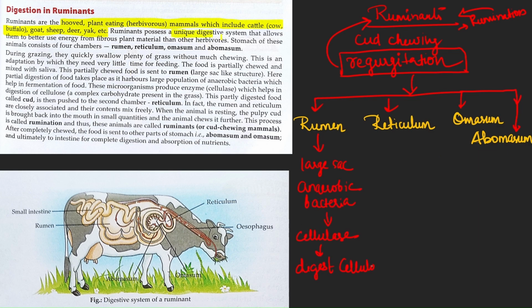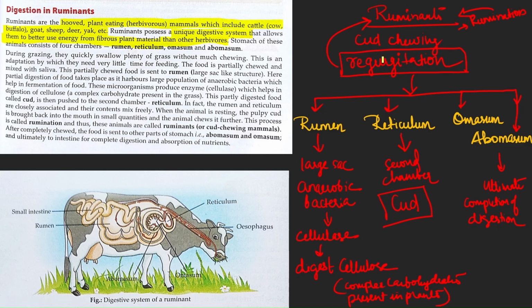They have a unique digestive system that allows them to make better use of energy from fibrous plant material than other herbivores. So how can they do this? Through the process of regurgitation. If you observe a cow, it will initially just graze, that is, chew the grass and then quickly swallow. It keeps swallowing the grass without chewing it, so it goes directly into its first chamber. Then, after some time, when the grazing is done, it will sit and regurgitate.